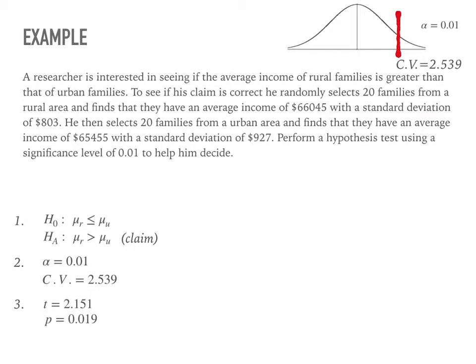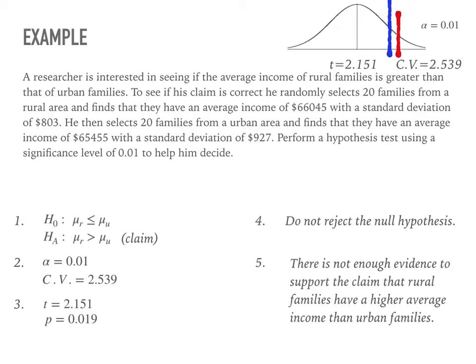We can either find our test value by the formula or by using the 2SAMP t-test on our calculator. The 2SAMP t-test does also give us the p-value. So we have a t-value of 2.151 and a p-value of 0.019. This leads us to the decision, do not reject the null hypothesis. So our conclusion statement is, there is not enough evidence to support the claim that rural families have a higher average income than urban families.